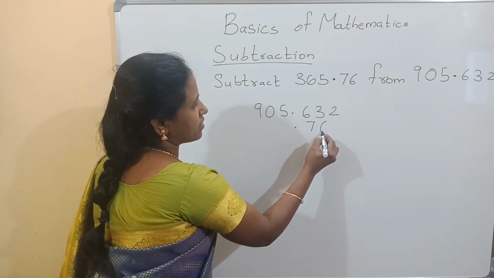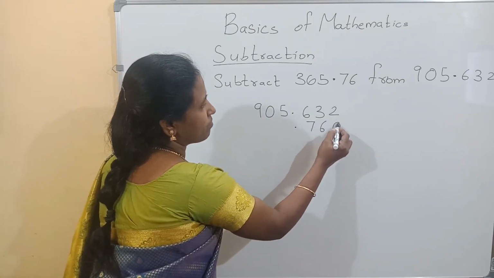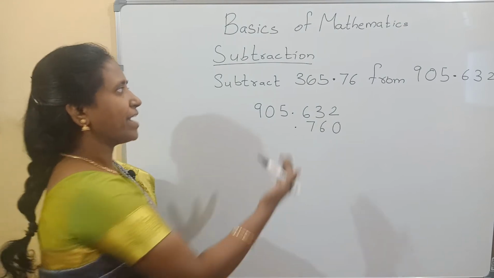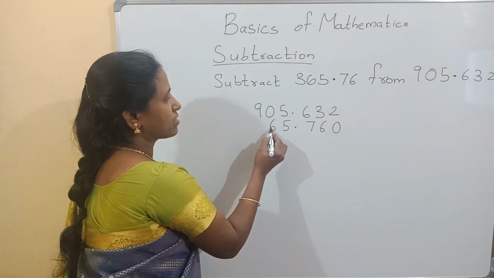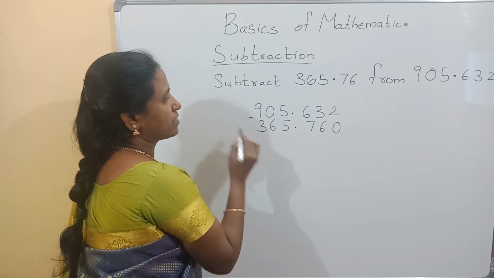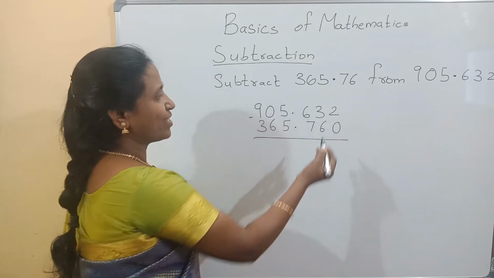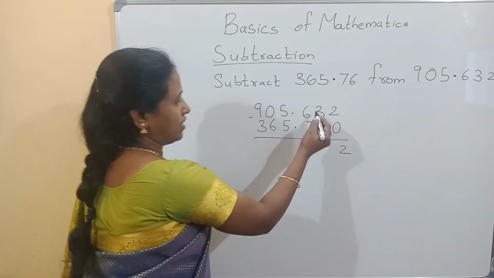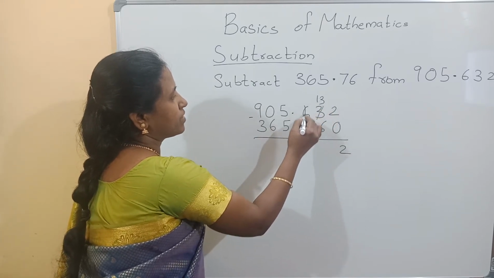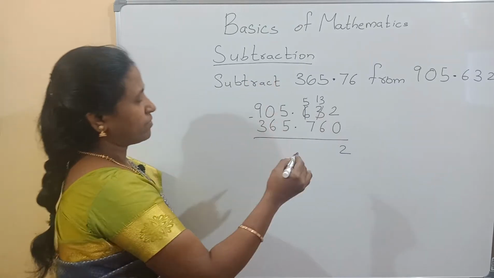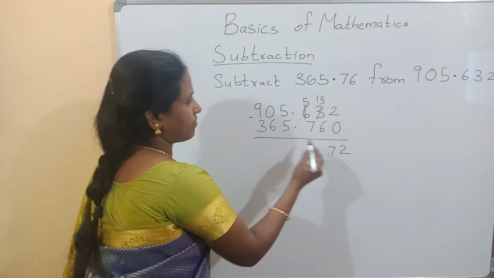And then that side: 7, 6. Now nothing is there. Put a 0. And now this side of the point: 5, 6, 3. Subtract. Right? 2 minus 0, 2. 3 minus 6 not possible. So this becomes 13. This becomes 5. 13 minus 6, 7.